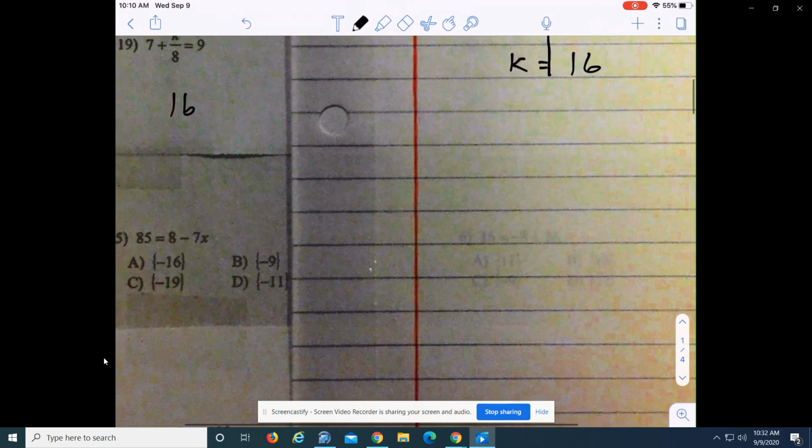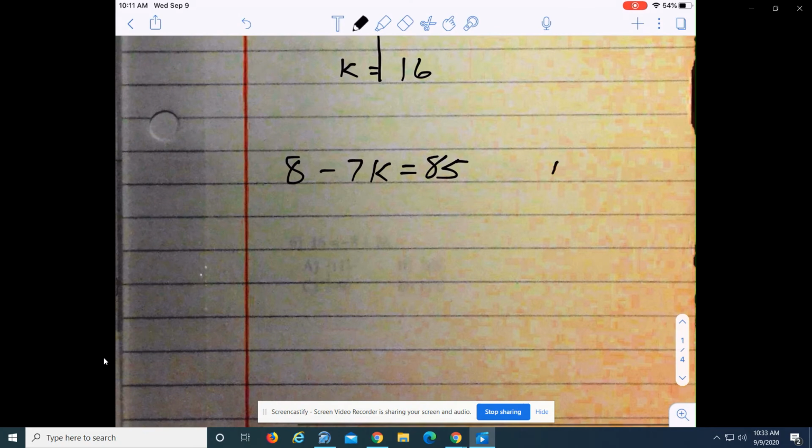The next problem says 85 equals 8 minus 7k. Now, I don't like the fact that my variable's on the right-hand side, so I'm actually going to flip it around. I'm going to do 8 minus 7k equals 85.